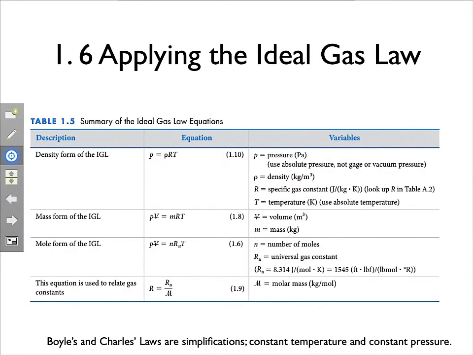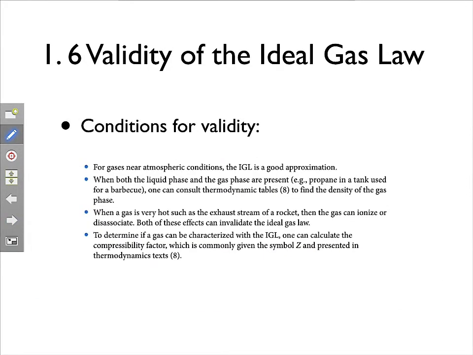So I mentioned that I thought the ideal gas law was a little bit misplaced. I've edited the notes here to add this table again to remind you of what the ideal gas law is. Remember that we're most interested in the density and the mass forms of this equation. So this is just for your knowledge again. And then I also listed here the conditions for validity. And remember this one here, when the gases get very hot, we begin to invalidate the ideal gas law.